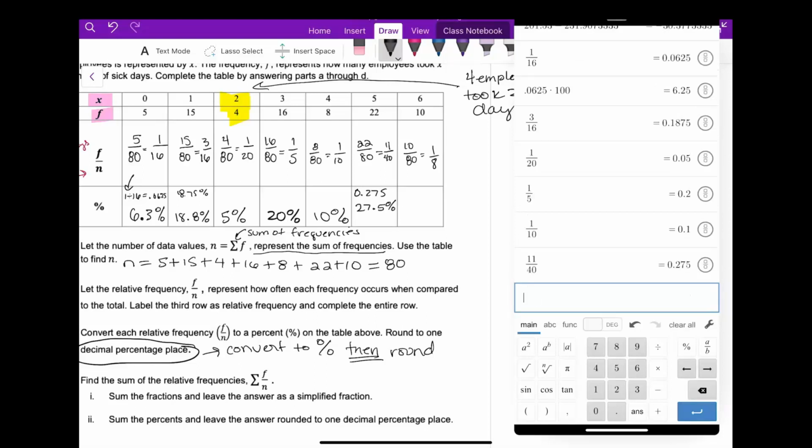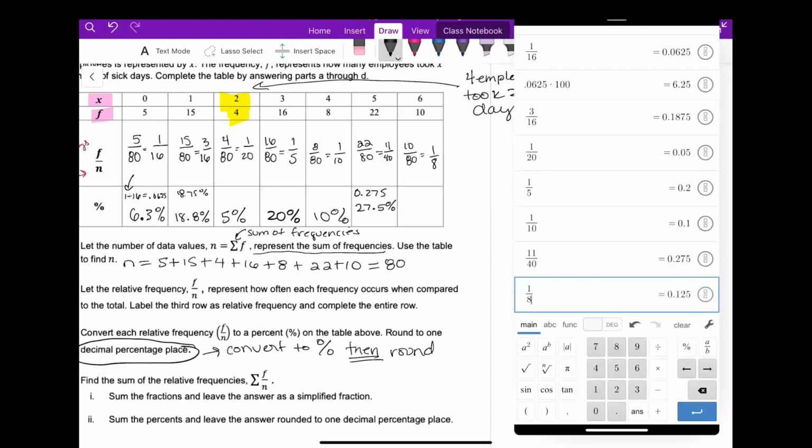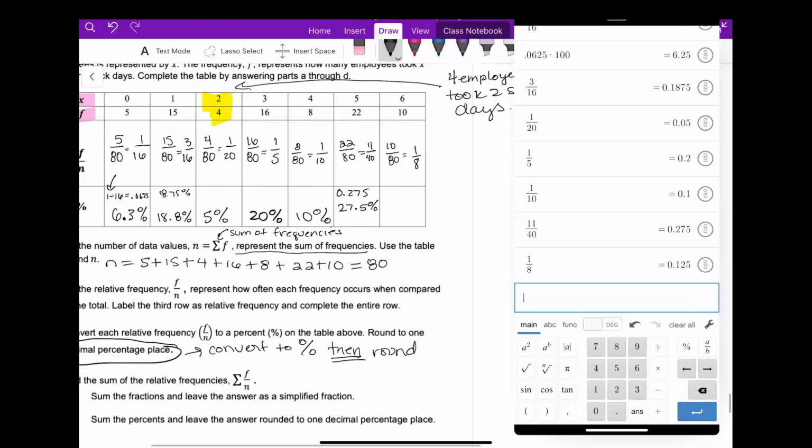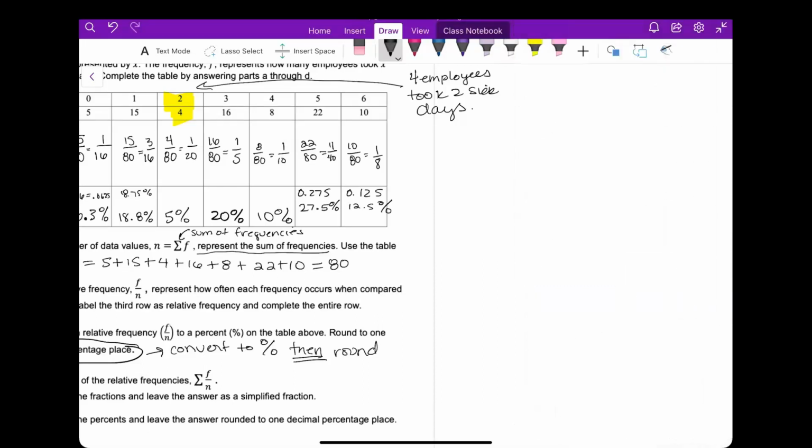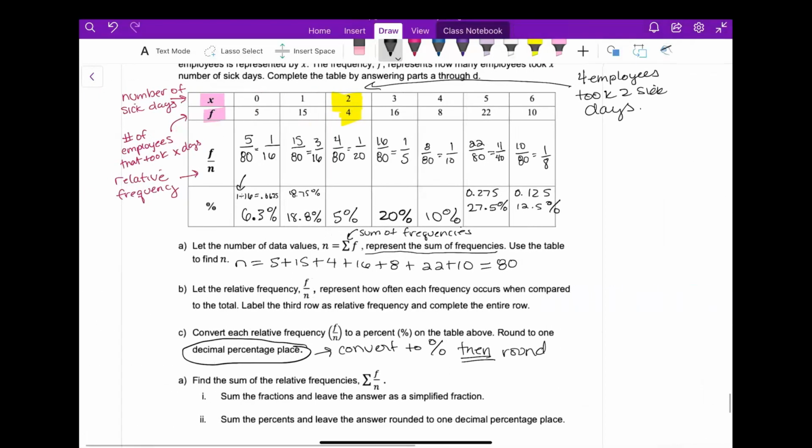Last one, 1 divided by 8. Convert to percentage first. That's going to be 12.5. Do I need to round it? No, it's already at the tenths place. Great.